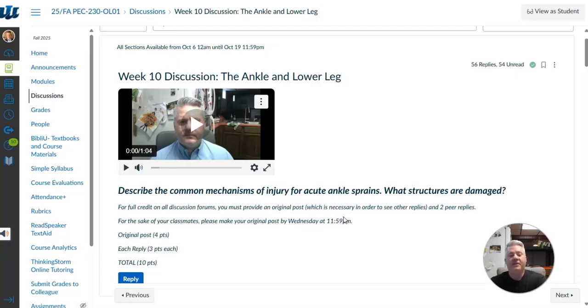The most common mechanism for an ankle sprain, an acute ankle sprain, is plantar flexion with inversion. So the toe pointed down and rolling toward the outside. That is the most common. So plantar flexion with inversion. What structures are damaged? The most common damaged structure in that mechanism of injury is going to be the anterior talofibular ligament, or ATF. That is the information I'm looking for in this answer.